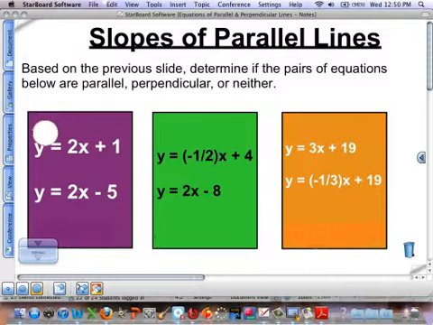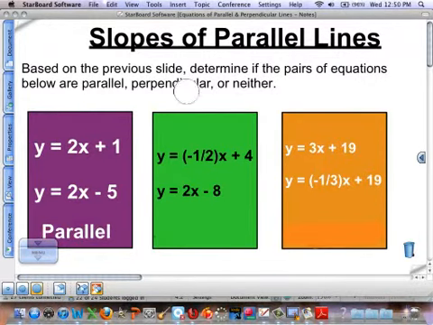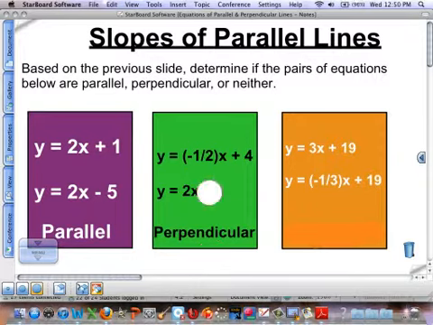Yes, here we go. Chris, what about the first one? y equals 2x plus 1 and y equals 2x minus 5. Parallel, perpendicular, or neither? Parallel. Why? Same slopes, therefore they will be parallel. Well, we got that right. Kirsten, the green box. Perpendicular. Why? Because they're opposite reciprocal slopes, therefore they are perpendicular. And the orange one is going to be perpendicular.